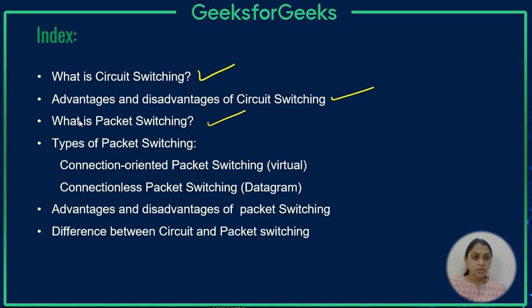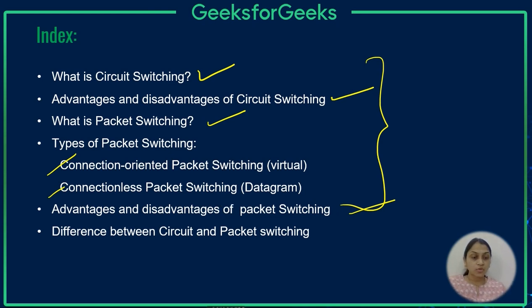In packet switching, there are different types. One is connection oriented and another is connectionless packet switching. The example for connection oriented is a virtual connection, and connectionless packet switching uses datagram packets. Then the advantages and disadvantages of using packet switching, and finally we will cover the difference between circuit and packet switching. If you understand all these concepts, then definitely you will get the difference automatically.